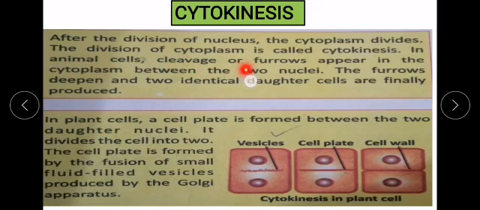It occurs through a cleavage furrow in animal cell, and in plant cell, cytokinesis occurs by the formation of a cell plate in the center of the cell.